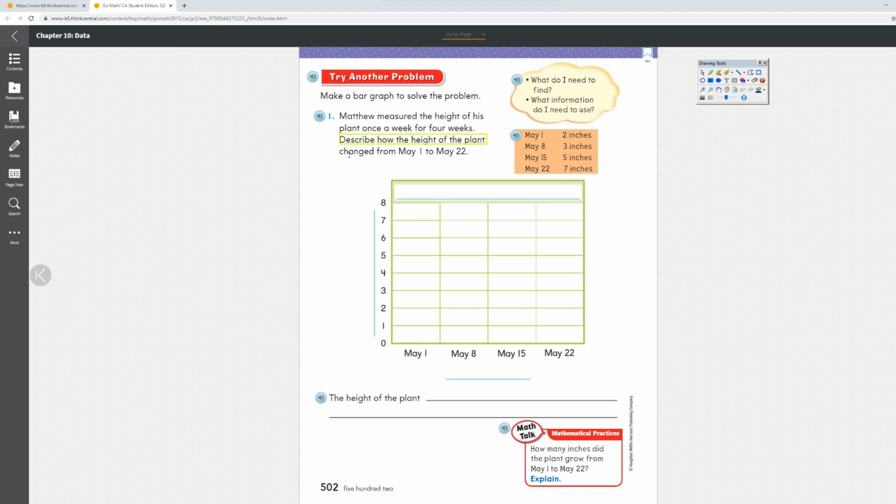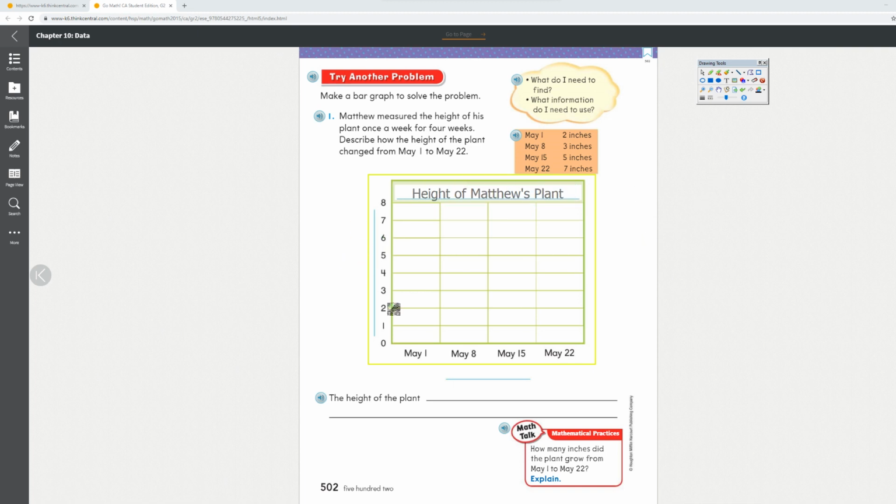Now the question is asking us to describe how the height of the plant changed from May 1st, when he first started, all the way to May 22nd, when he ended. So let's start filling out the bar graph. We need to start with the title. So a good title for this bar graph would be Height of Matthew's plant. Alright, that's a good title.